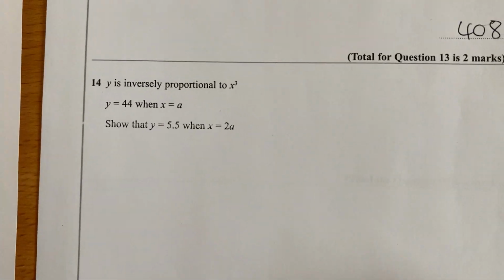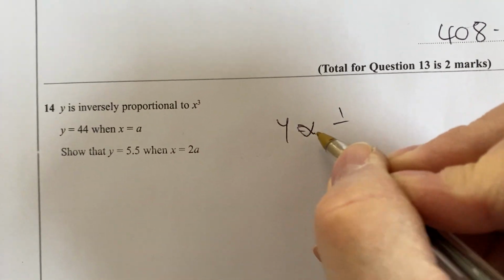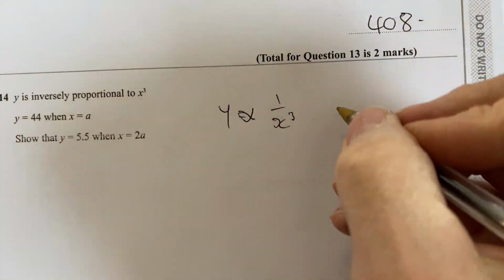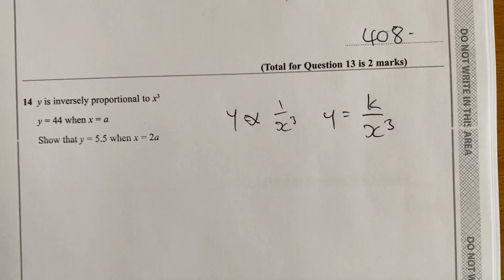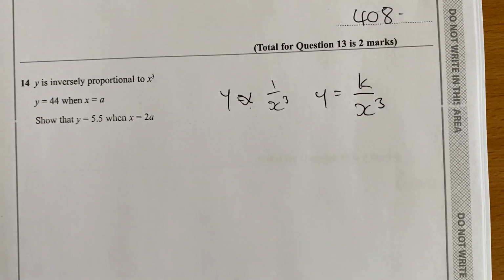So, y is inversely proportional to x cubed. Now you get a mark for just writing inversely proportional, for showing some form of calculation like that. It's worth 3 marks. You get a mark for writing it out like this, even if you know no further to go. This is inversely proportional. As one goes up, the other goes down. And that's what you get a mark for.